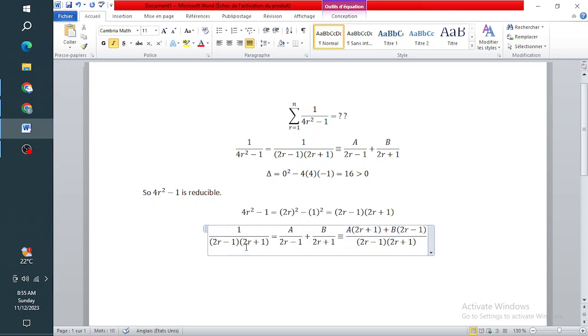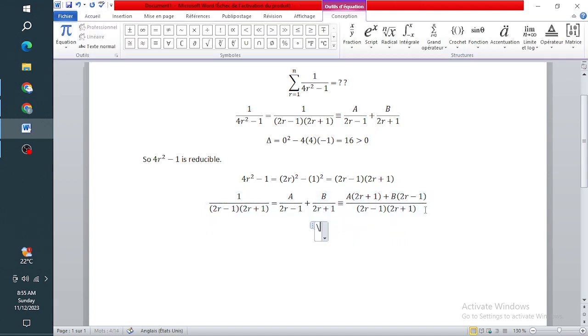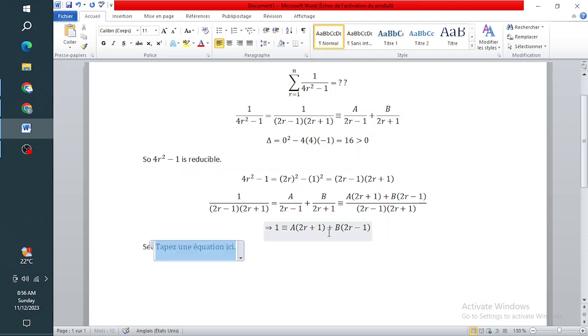Now realize that these two fractions have the same denominator. So it suffices that we just equate their numerators and solve for the values of the constants A and B. If I equate their numerators, I'm going to have 1 identically equal to this numerator. We could expand and equate, but to be faster, I'm going to start by setting values of r.